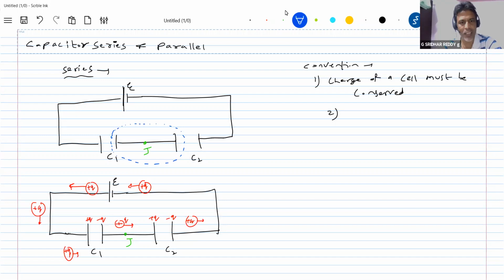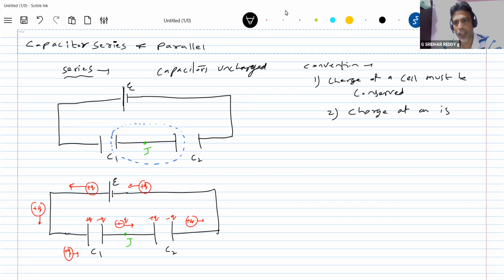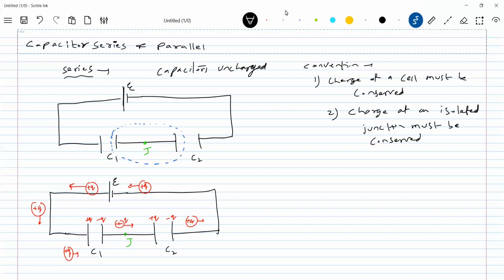So what was the initial charge? The capacitors were uncharged, no? Capacitors are uncharged here. So charge at an isolated junction, don't say zero, must be conserved. That's all. Charge at an isolated junction must be conserved. This is the one thing which we will be using exclusively.